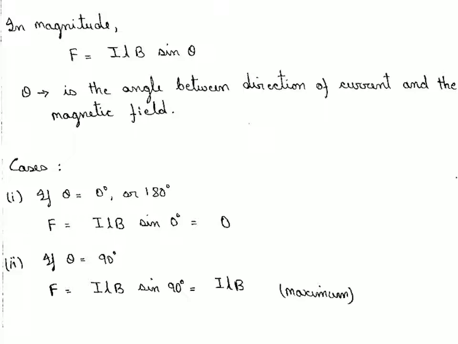Okay, so that is case number 1. And case number 2 is that if your theta is equal to 90 degrees, then your force will be equal to ILB sine of 90, and sine of 90 is equal to 1, which is maximum. So here the force is equal to ILB, and this is the maximum force on a conductor carrying current I placed inside a magnetic field.